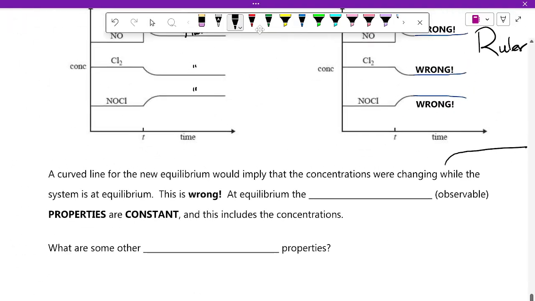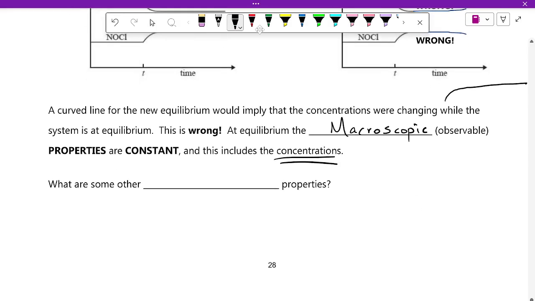At equilibrium, the macroscopic observable properties are constants, and this includes the concentration. What are some other macroscopic properties? Tell your partner.